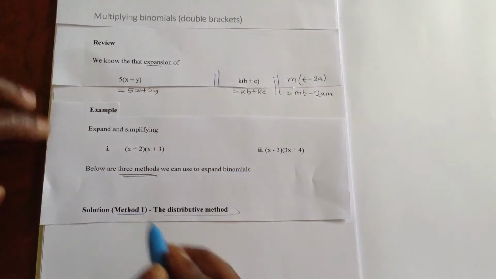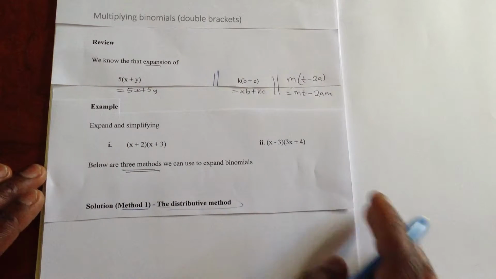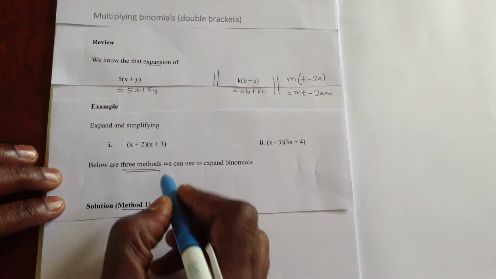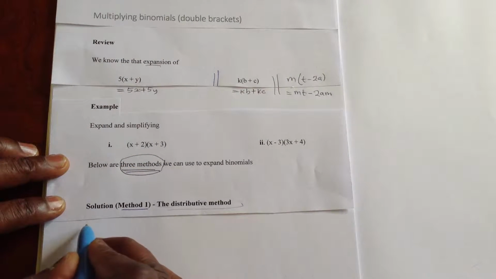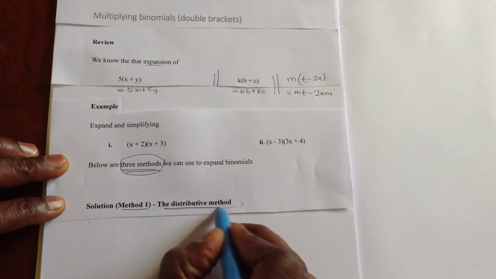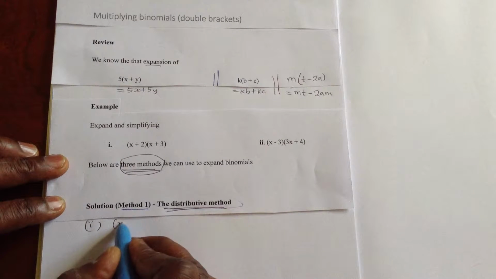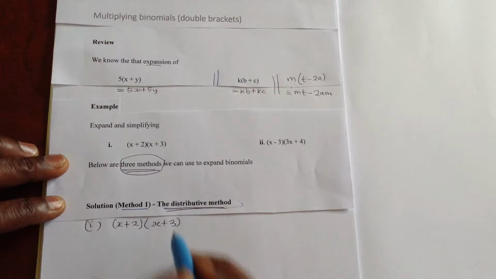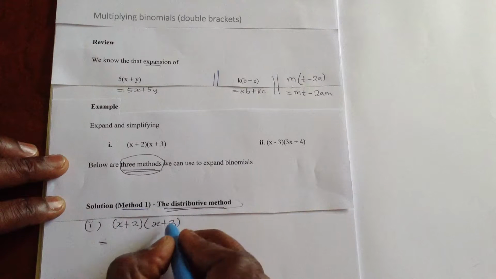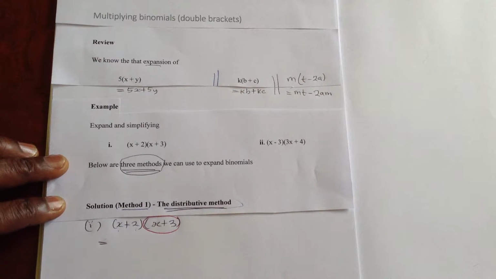We can apply that, or we can expand double brackets referred to as binomials. I'm going to show you 3 ways of doing that. So let's start with the first example. The first method we're going to look at is the distributive method. So I have x add 2 into x add 3. Using the distributive method, I'm going to start by distributing that bracket to each term in the first bracket.